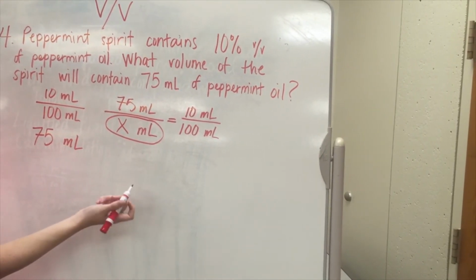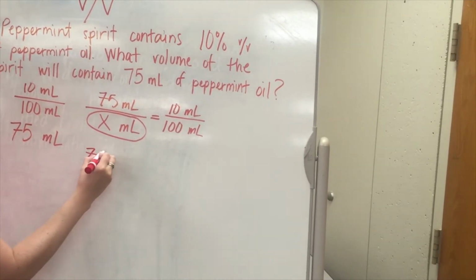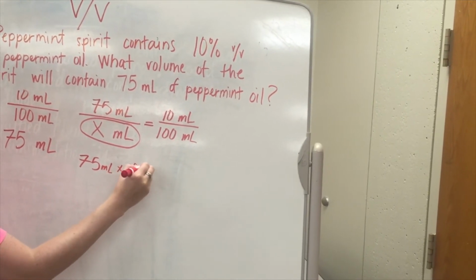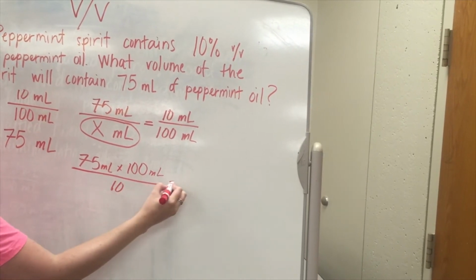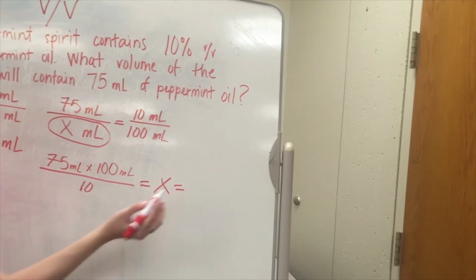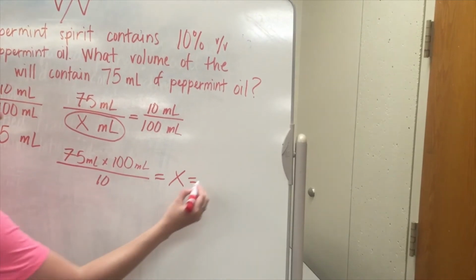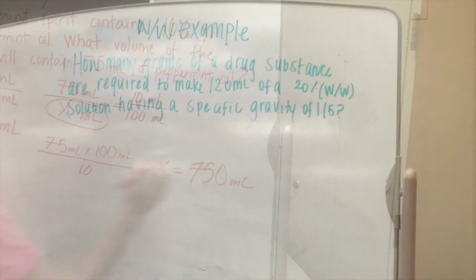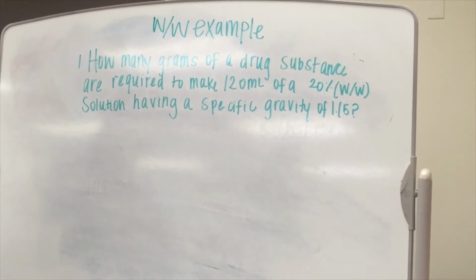So cross multiplying to get the answer, we have 75 mils times 100 mils over 10 is going to equal X, which equals, is it 750? mils. Okay, the next example that we're going to be doing is weight per weight, which is equal to grams per gram.